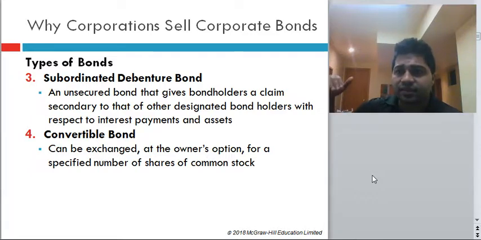Second thing is, when the company closes down and has to pay back the bondholders by selling assets, subordinate bondholders also receive payments later than normal bondholders.